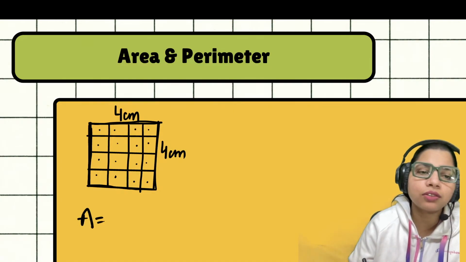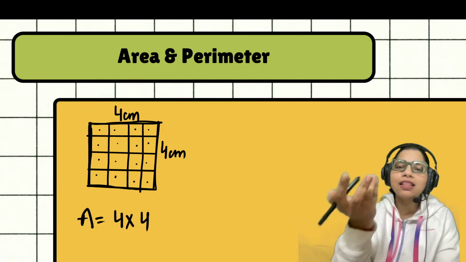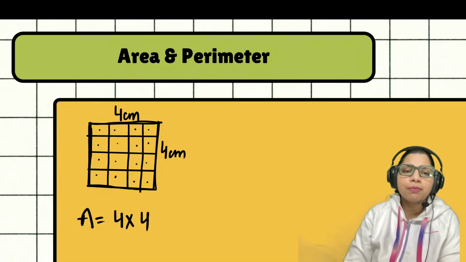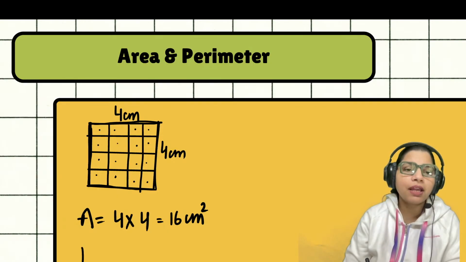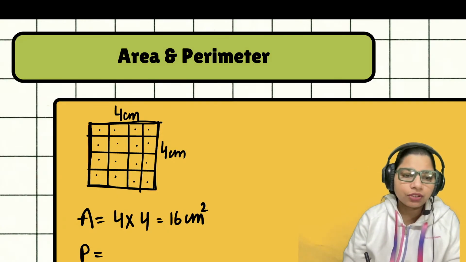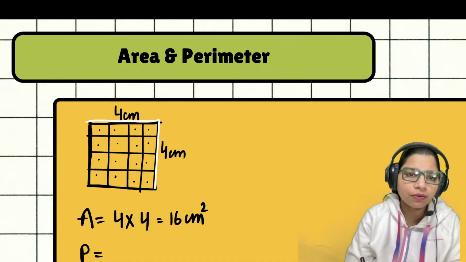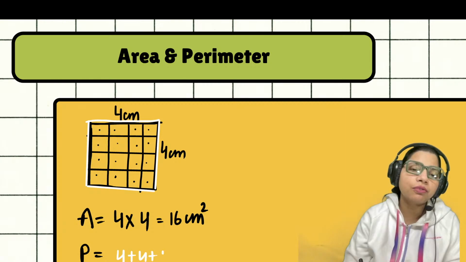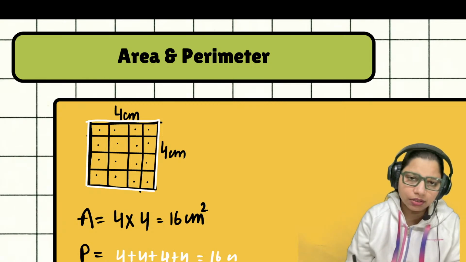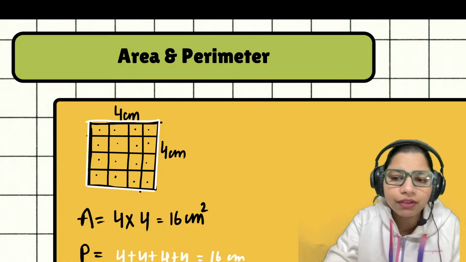Or the area is, as I told you, just length times width. But in case of a square, you have length and width the same. Still, the formula would be the same, the product. 4 times 4, that is 16 squared centimeters. When we talk about the perimeter, what is the perimeter? The boundary. For the perimeter, you need to find the boundary. So 4 plus 4 plus 4 plus 4 gives you 16 centimeters. And that's what the perimeter of this given shape is. Yeah, that's correct. Very well done, Satish.